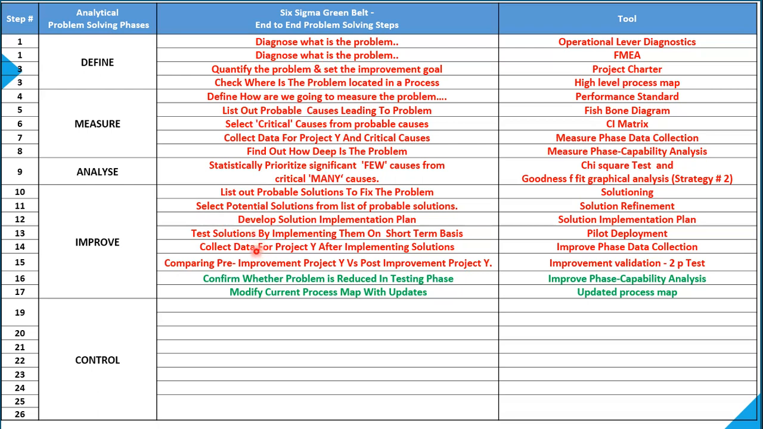Once we are done with this, we have to go back and do the capability assessment the way we did it in the measure phase. So: pre-improvement capability assessment and post-improvement capability assessment. We're going to use the same technique and the same formula to find out the capability of the given phase, that is the improve phase. And then of course we have to modify our process map. That's what we're going to look into in the upcoming slides in this video. So without wasting much time, let's crack it out. Let's go to the next slide, please.